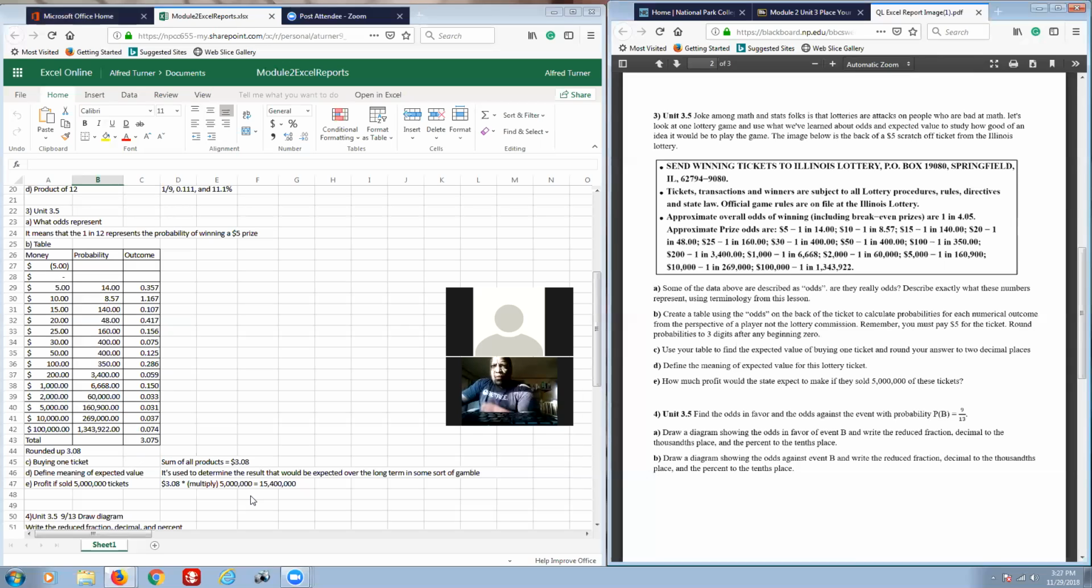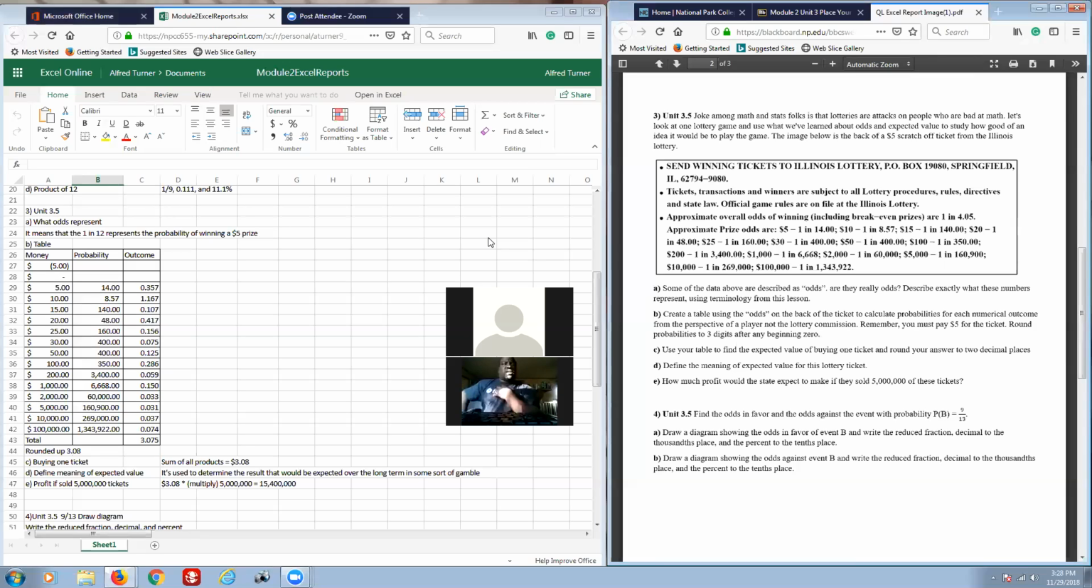Hold on, let me move this out the way. It's used to determine the result that would be expected. Define the meaning of expected value. What I'm doing, I'm covering my A through B. I think I went kind of fast.